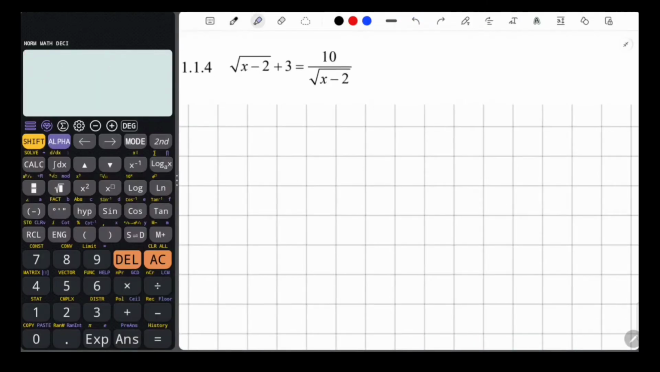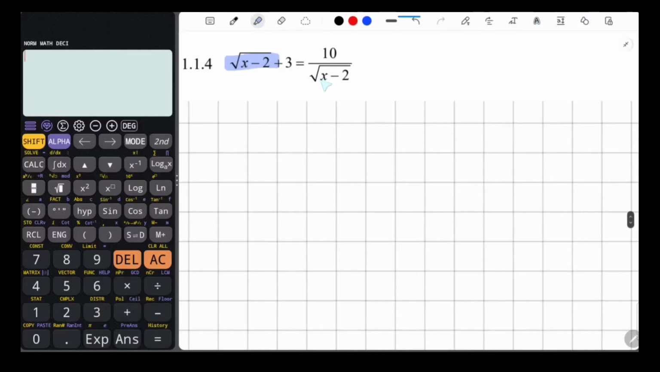Okay, so this is an equation with surds in it. Now, you notice there's something different about this equation. Notice that you have the square root of x minus 2, and on the denominator, you also have the square root of x minus 2. And when you see this, we have to use a method called the k method, or substitution.